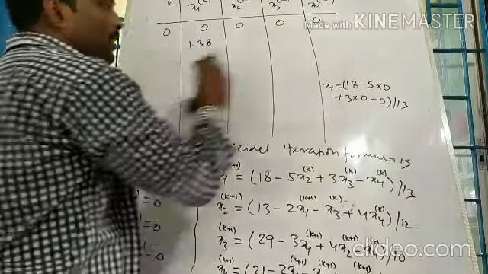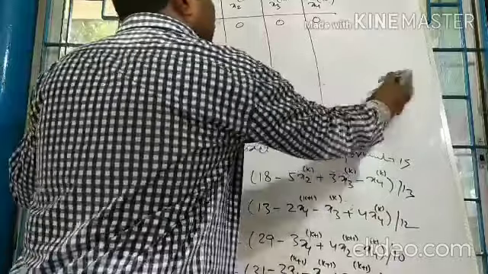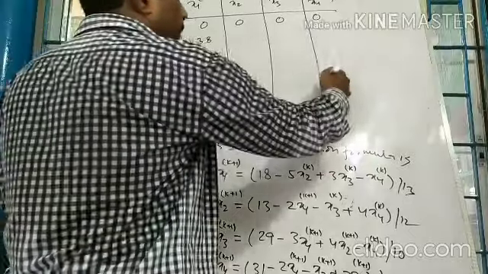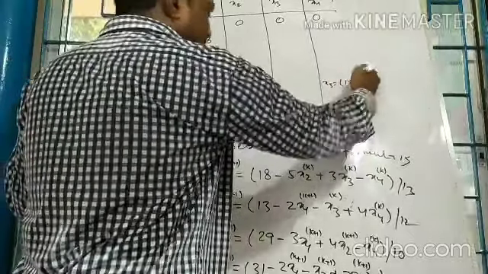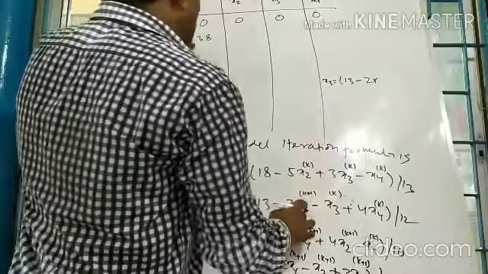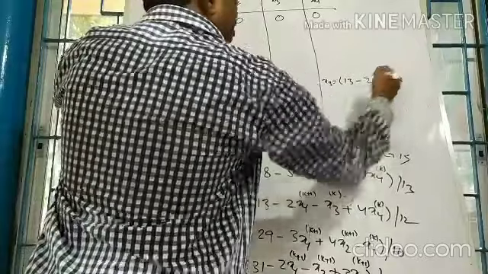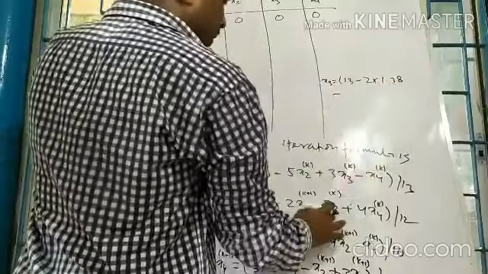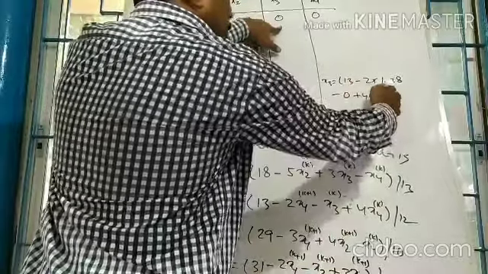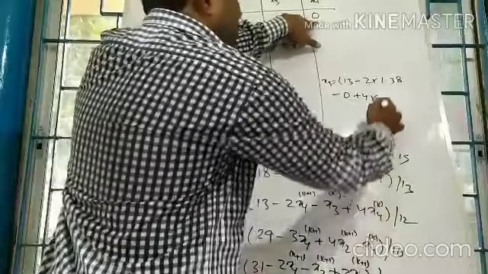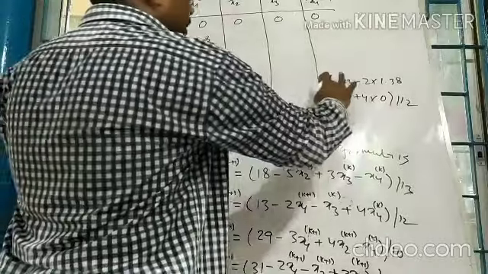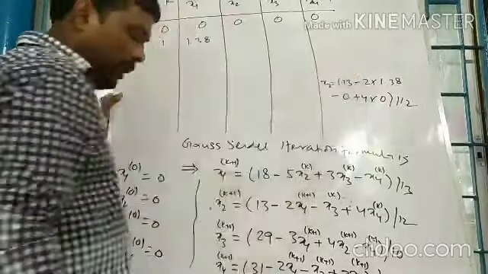Okay. Now calculate x2. From the second equation, x2 equals 13 minus 2 into the present iterative value of x1. The present iterative value of x1 is 1.38, minus the previous iterative value of x3, that is 0, plus 4 into the previous iterative value of x4, which is 0, divided by 12. So this is x2. Okay, this is 0.85.